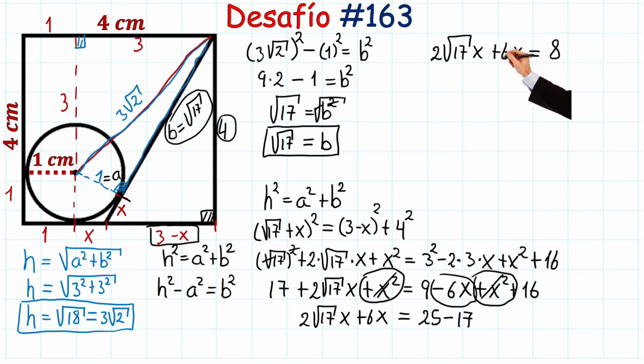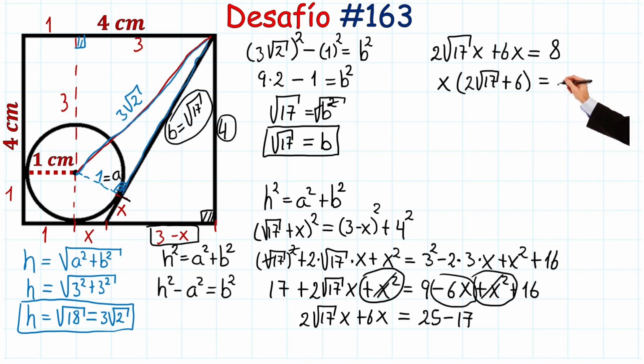From here we extract the common factor x, because in both we have x, right? And so we open a parenthesis. Therefore, dividing this term by x leaves us 2 square root of 17, plus dividing this term by x gives me 6, and this is equal to 8. And then all of this stuff here ends up on the other side divided.